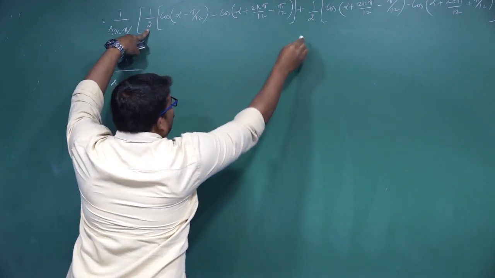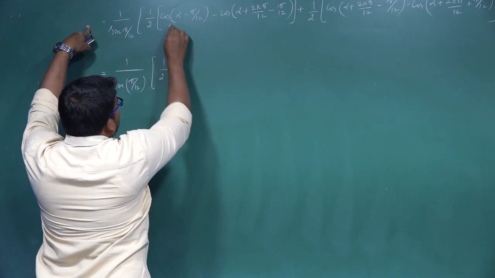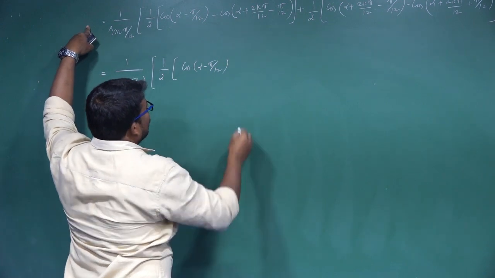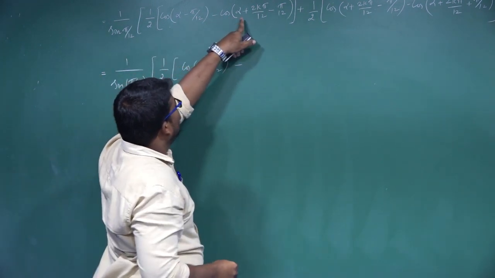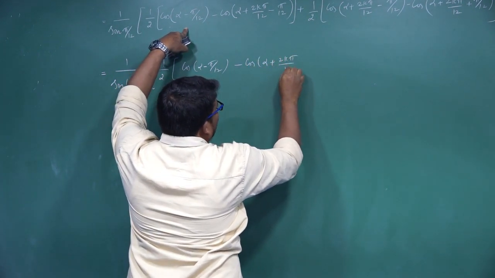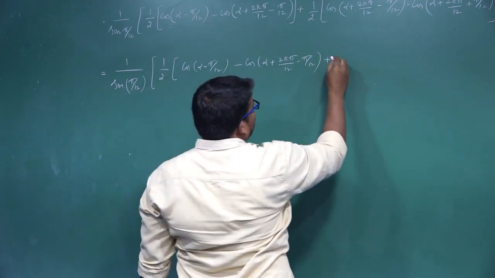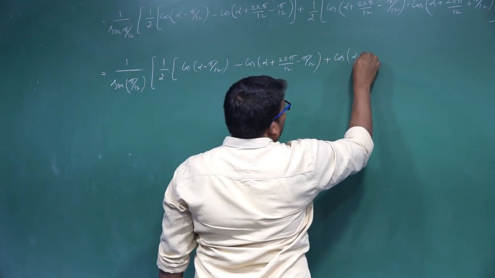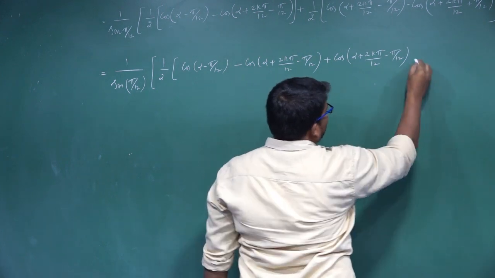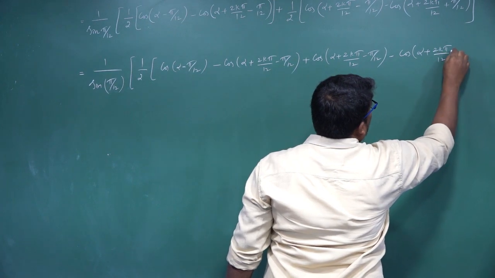Next one, 1 by 2 taken outside, 1 by 2 into cos of alpha minus pi by 12 minus cos of alpha plus 2k pi by 12 minus pi by 12. Next one, plus 1 by 2 taking outside, plus cos of alpha plus 2k pi by 12 minus pi by 12. Next one, minus cos of alpha plus 2k pi by 12 plus pi by 12.